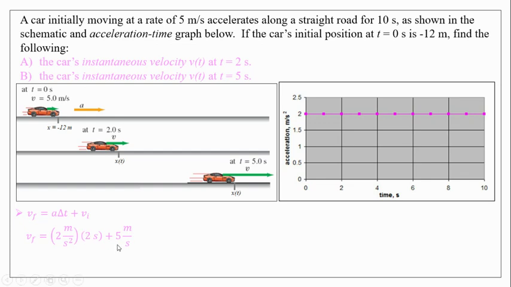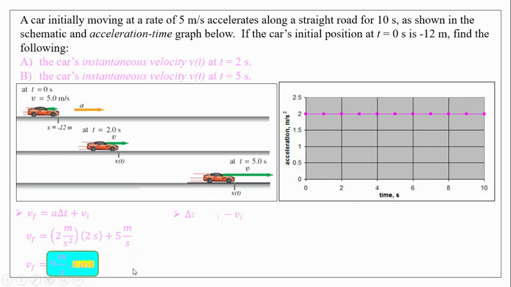But if I start my problem from 0 seconds, then my VI is 5 meters per second as indicated in the schematic. So if you do that, 2 times 2 is 4, 4 plus 5 is 9, so the answer is just 9 meters per second. But since it asks for velocity, and according to the diagram the car is going to the right, make sure you include the direction, unless it uses the word magnitude.